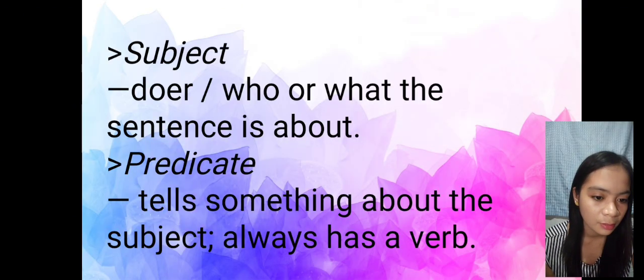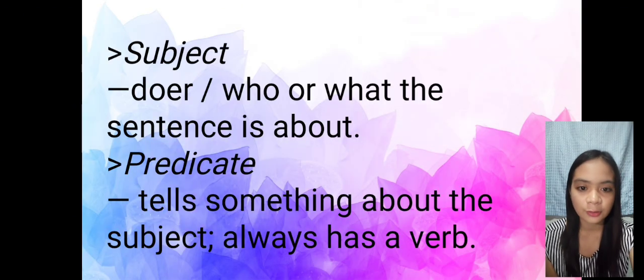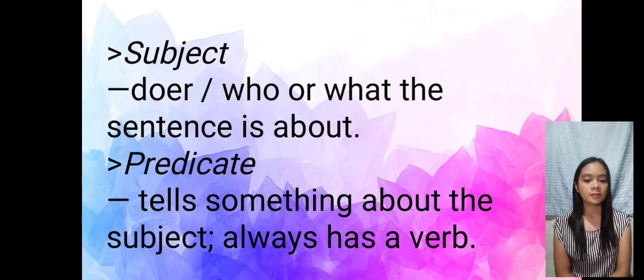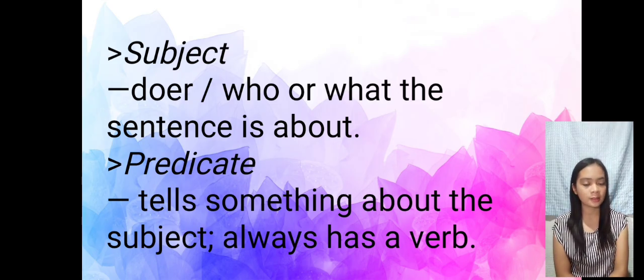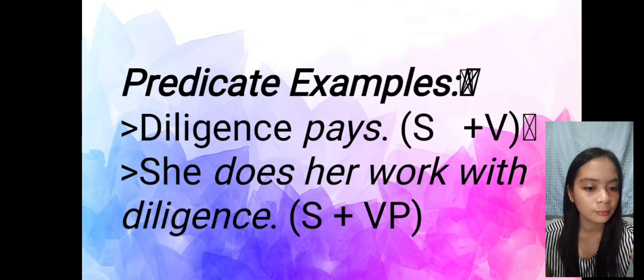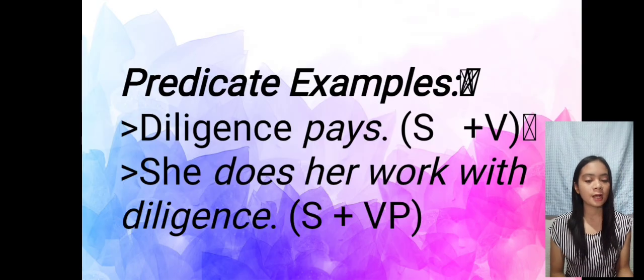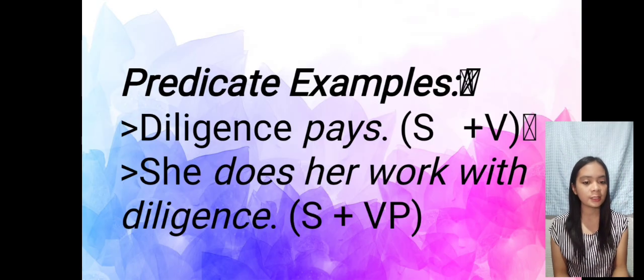So now, let's define the two. Subject. Subject is the doer, who or what the sentence is about. While predicate tells something about the subject and always has a verb. Here are some examples. Diligence pays. So, ang rule na ginamit dito ay subject plus verb.